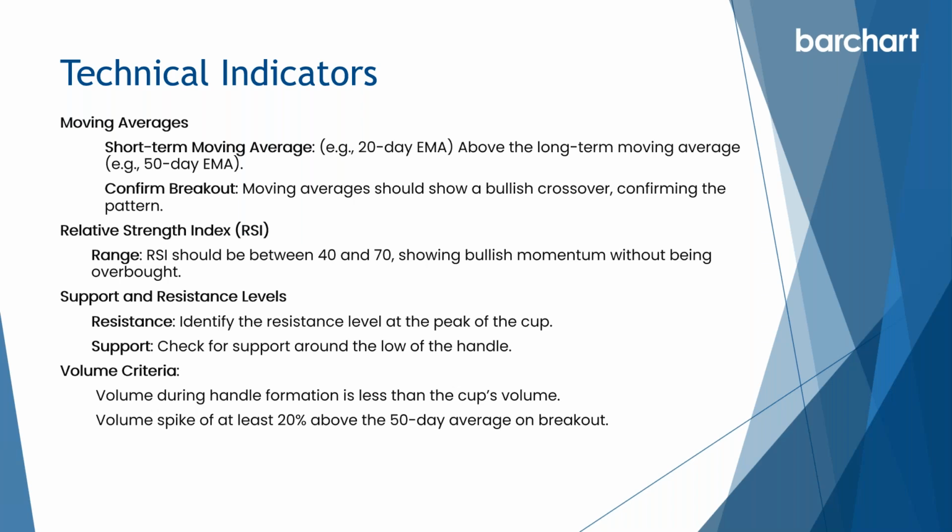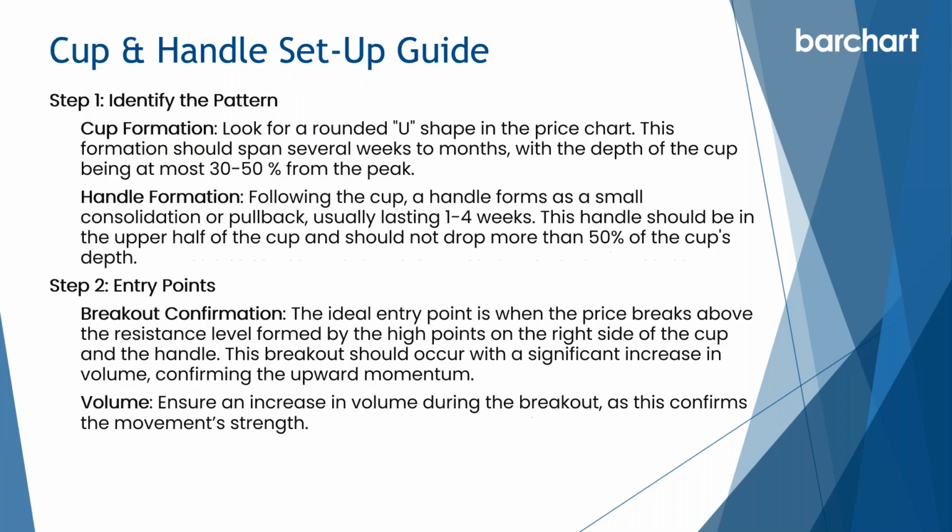That just gives me a little bit more confidence. And then again, that volume criteria, right? That volume is a lot less during the handle formation, and then we want to see that spike. So here is just a general rule. I want to see volume about 20% above the 50-day average on the breakout. Again, you can look at that on a very statistical basis, or you can just eyeball it and say, hey, is my volume a peak volume compared to what you see during the cup formation?